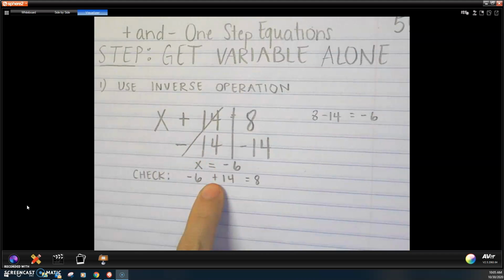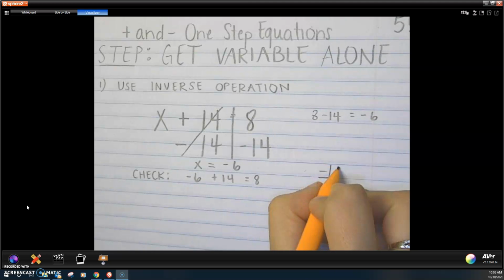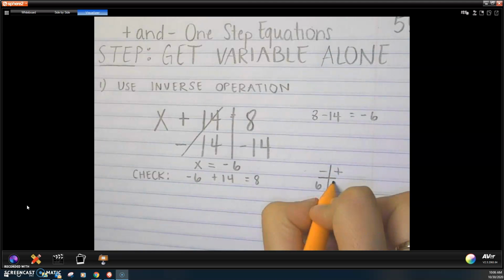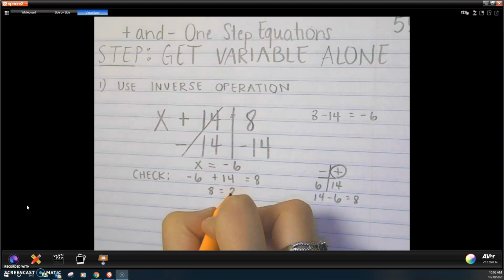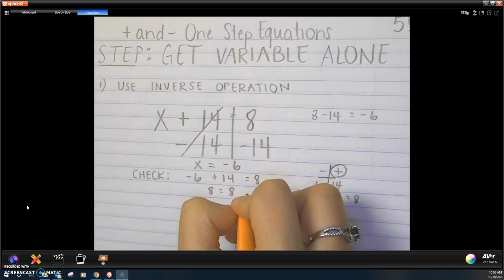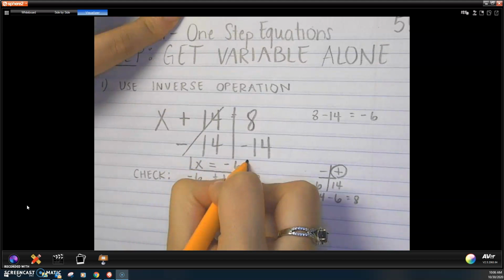Well, let's check. Since I'm adding, I can do my t-chart. 6 is in the negative team, 14 is in the positive. My positive team wins by 8 points. So yes, I end up with the same thing. So that means my answer of negative 6 is correct.